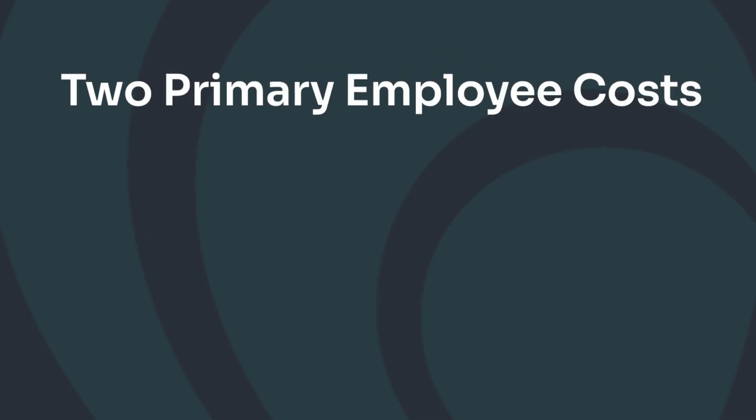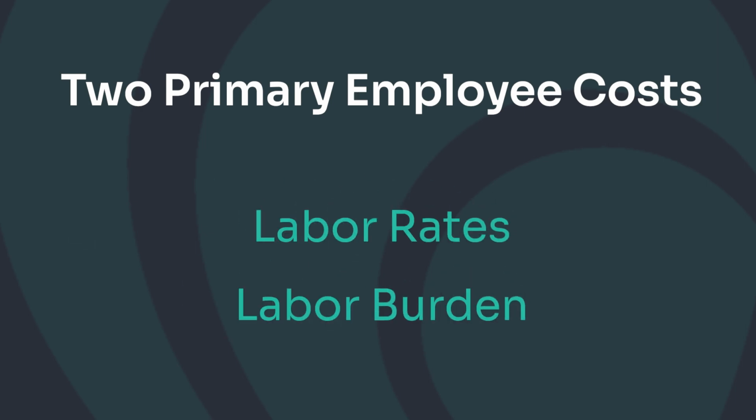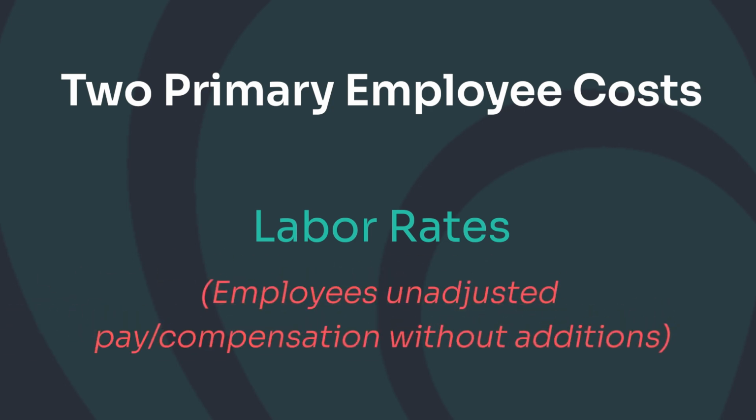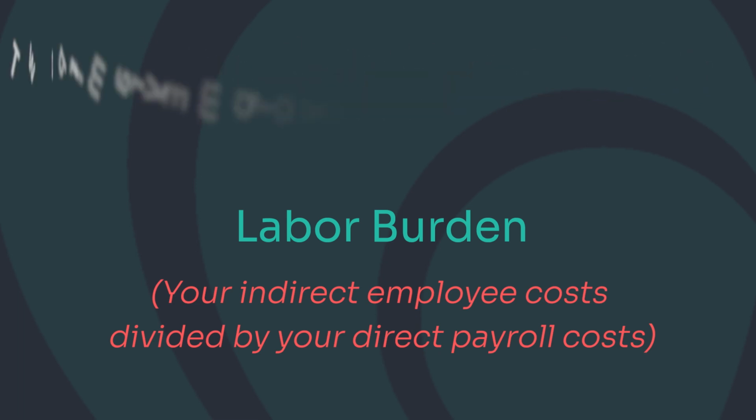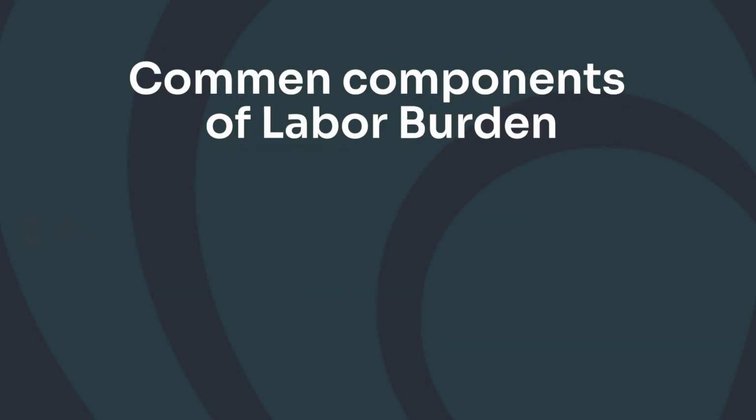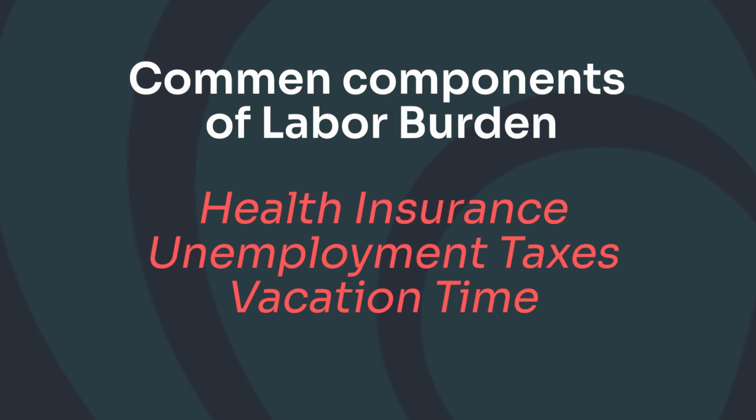To give some context to what we're talking about today, let's define the two primary employee costs, labor rates and labor burden. A labor rate is an employee's unadjusted pay or compensation without any additions. Labor burden is the cost that's added to the labor rate to cover the employer's additional cost of fringe benefits and payroll taxes. Examples of some common components of labor burden are health insurance, unemployment taxes, and vacation time.